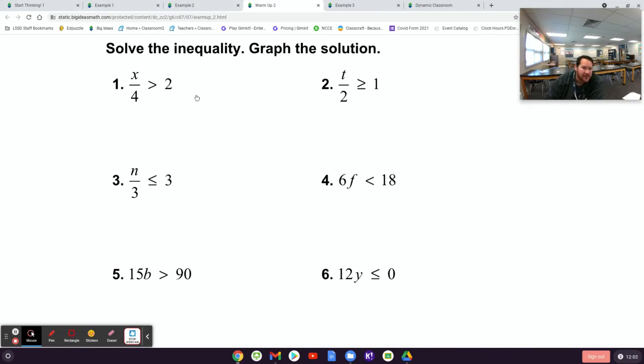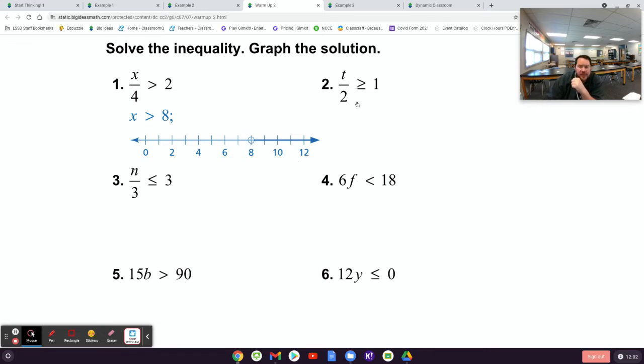The graphing I'll just discuss. I want you to solve these though. So solve x over 4 is greater than 2. Okay, hopefully you got x is greater than 8. You multiply each side by 4. Again, this will be an open circle, arrow shaded to the right.